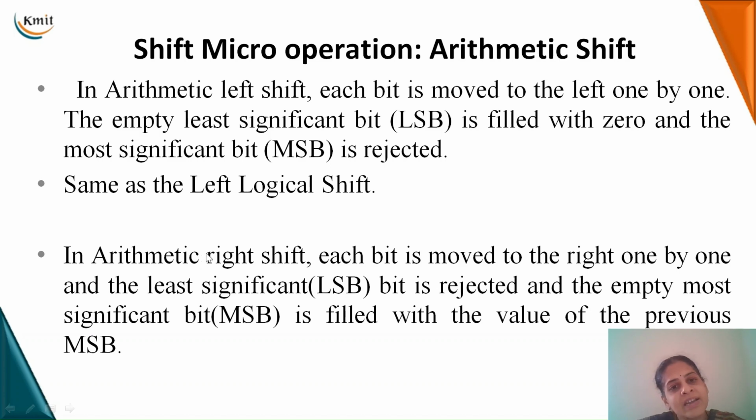In case of an arithmetic right shift, there is a change. So each bit is moved to the right one by one, and the least significant bit is rejected, and the most significant bit is filled with the value of the previous MSB.